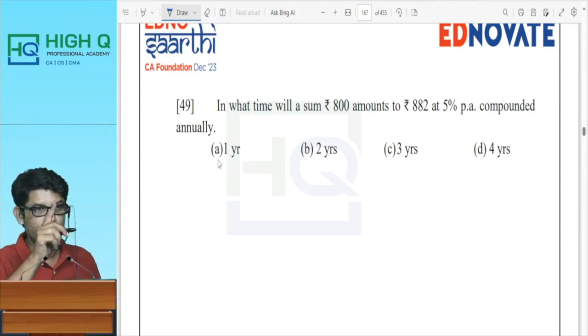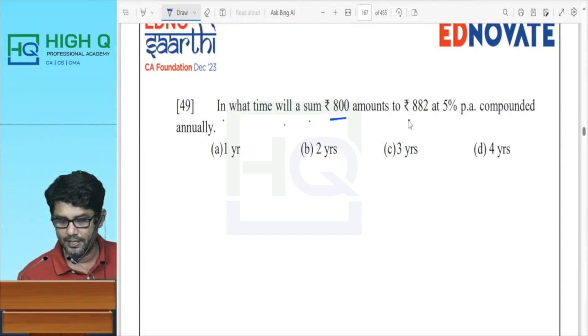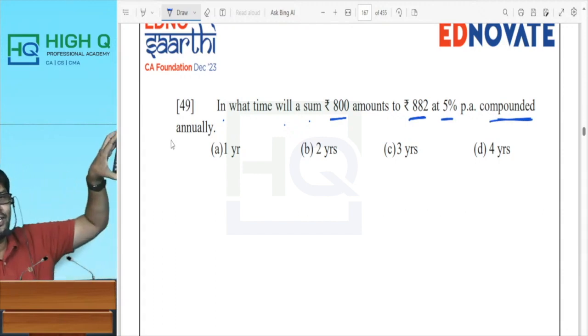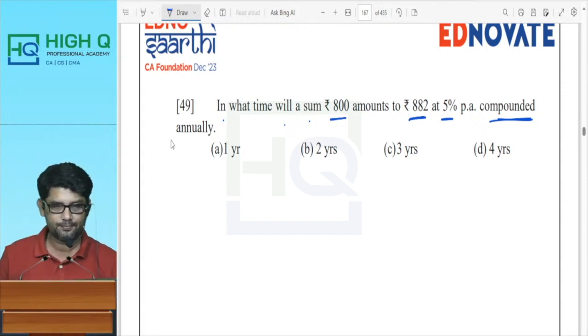This one also use the trial and error method, my dear. In what time will a sum of 800 rupees amount to 882 at 5% per annum compounded annually? Use a calculator directly. I'm giving you some time. Please try yourself first.